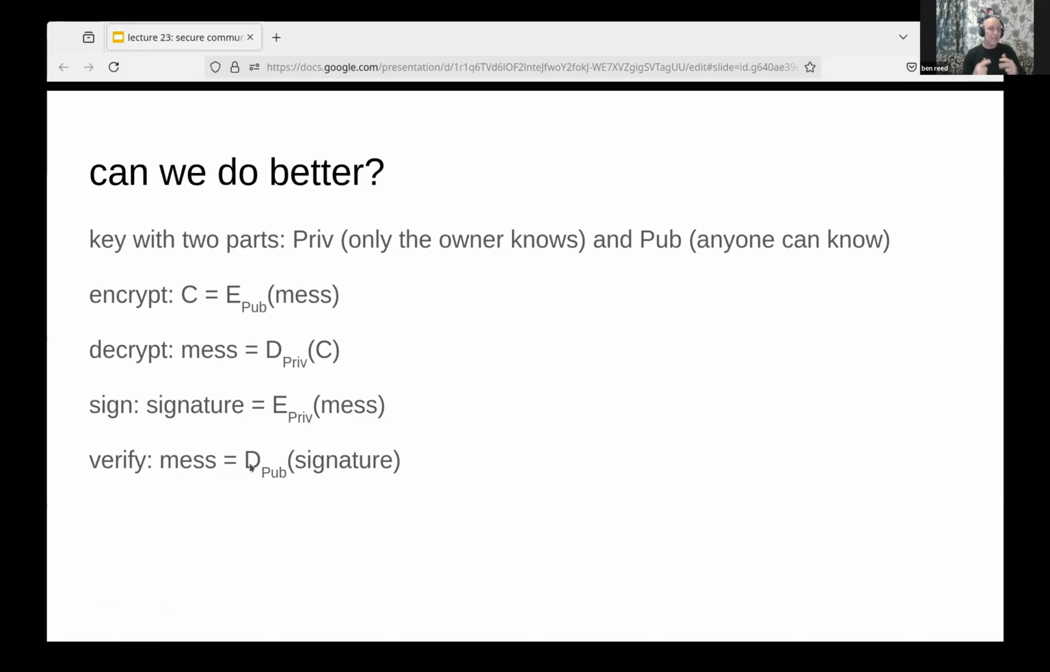These are two very important operations we can do with public-private keys. One operation is we can use the public key to send a message that only the owner of the private portion of the key can decrypt. And conversely, the owner can use their private portion to sign a message that everyone can use the public key to validate.